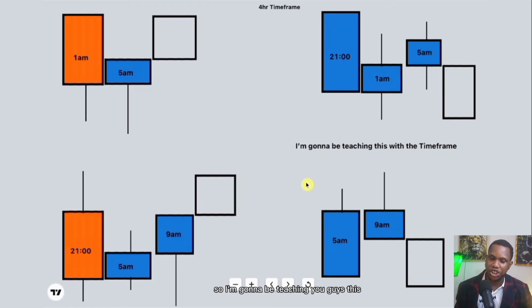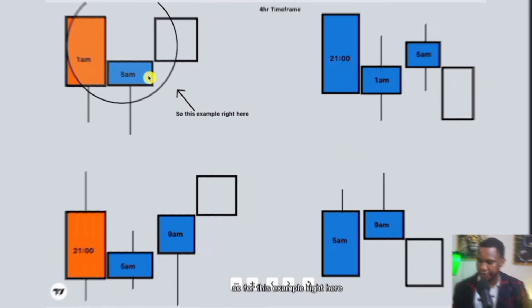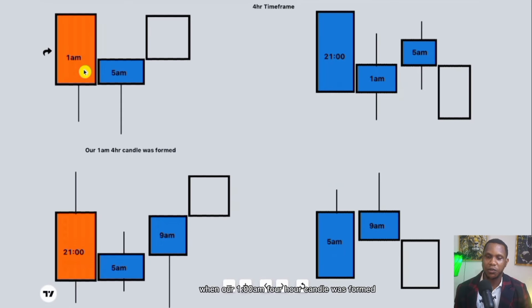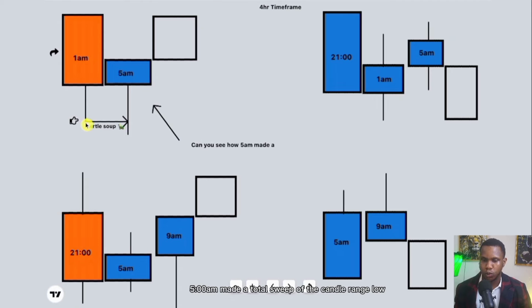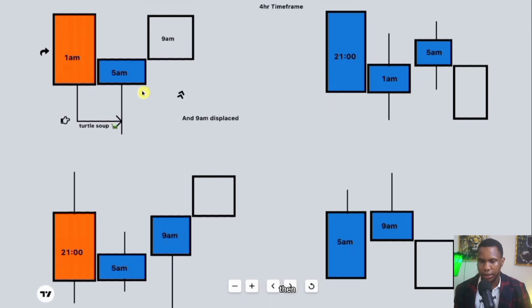So I'm going to be teaching you guys this with the 4-hour time frame. For this example right here, when our 1 a.m. 4-hour candle was formed, can you see the 5 a.m. candle made a total sweep of the candle range low? Then can you see our 5 a.m. candle displaces to the upside?